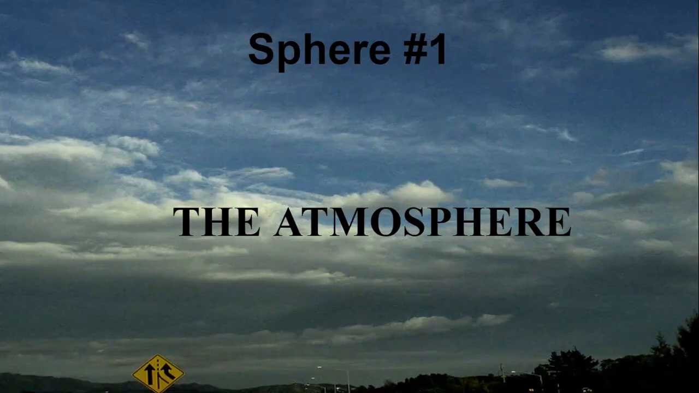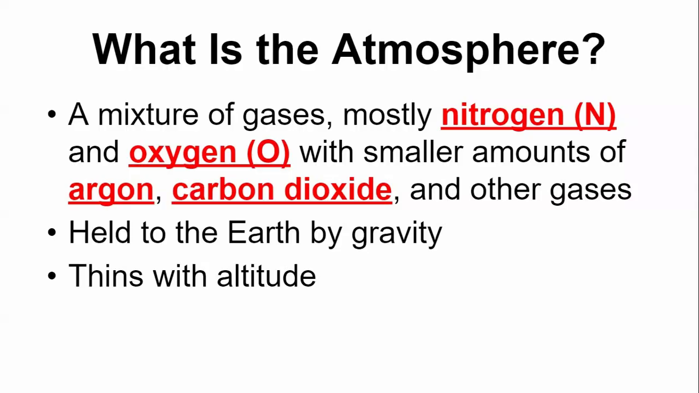Sphere 1, the atmosphere. What is the atmosphere? The atmosphere is a mixture of gases, mostly nitrogen and oxygen, with smaller amounts of argon and carbon dioxide and other gases. It's held to the earth by gravity and it thins with altitude.